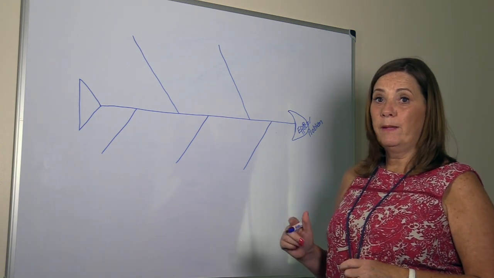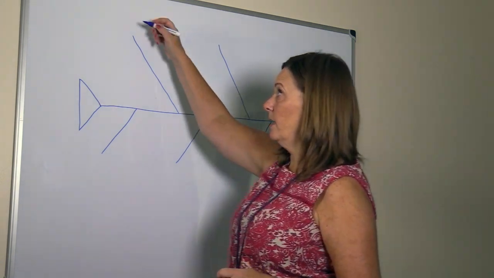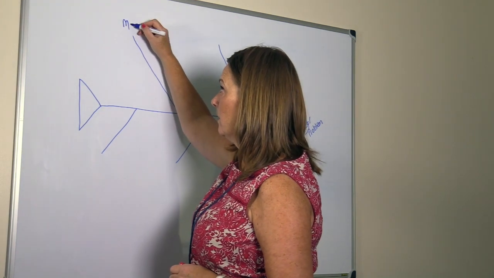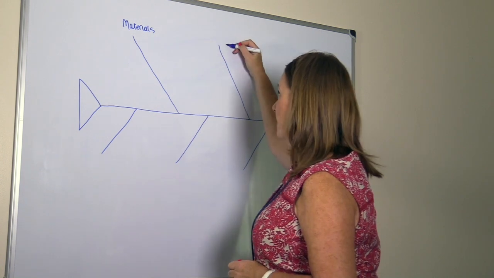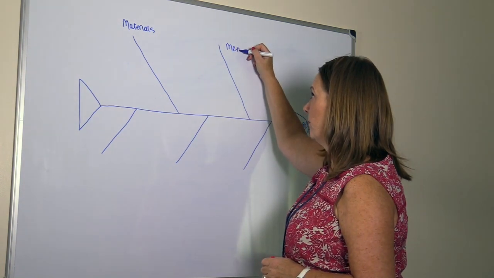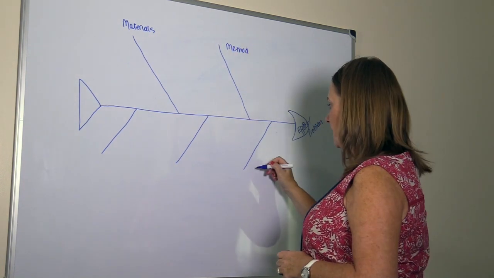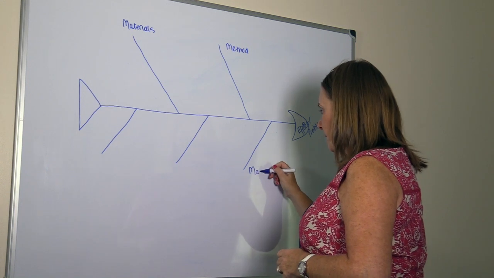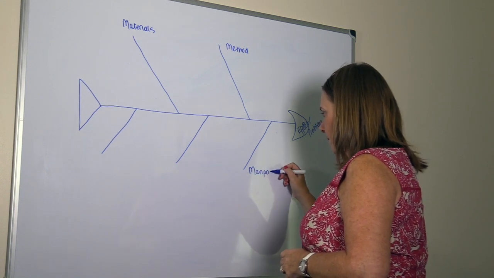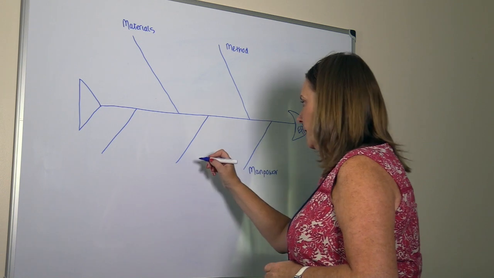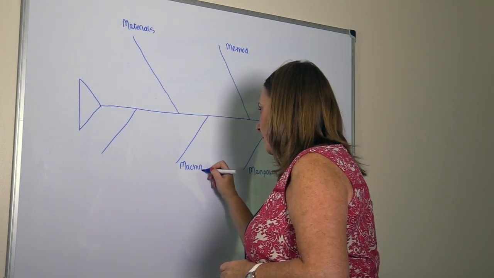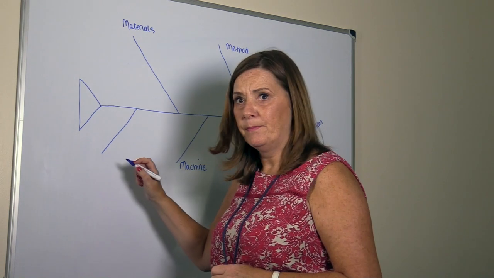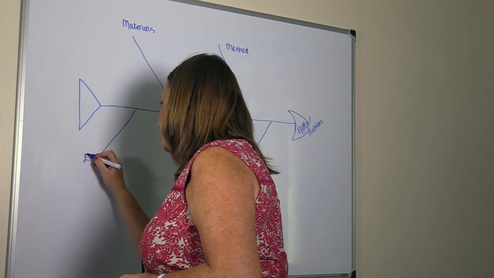So we call this 4 M's and an E, and the M's stand for materials, method, manpower, and machine. And the E stands for environment.